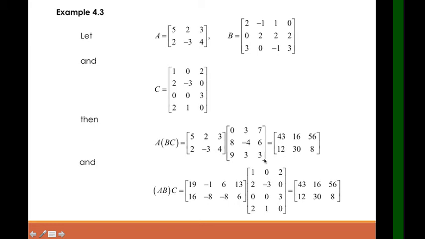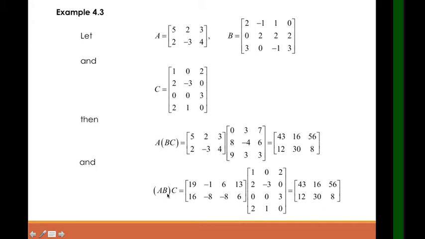as your product. After that, the product of BC will be multiplied from A. So 5, 2, 3, 2, negative 3, 4 will be multiplied to 0, 3, 7, 8, negative 4, 8, 6, 9, 3, 3. And the answer is 43, 16, 56, 12, 30, and 8. So that's the final answer for A quantity BC.